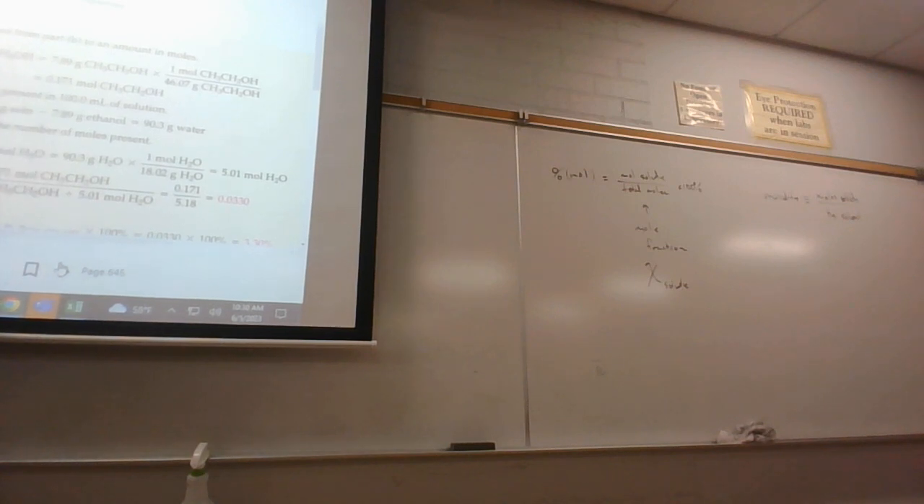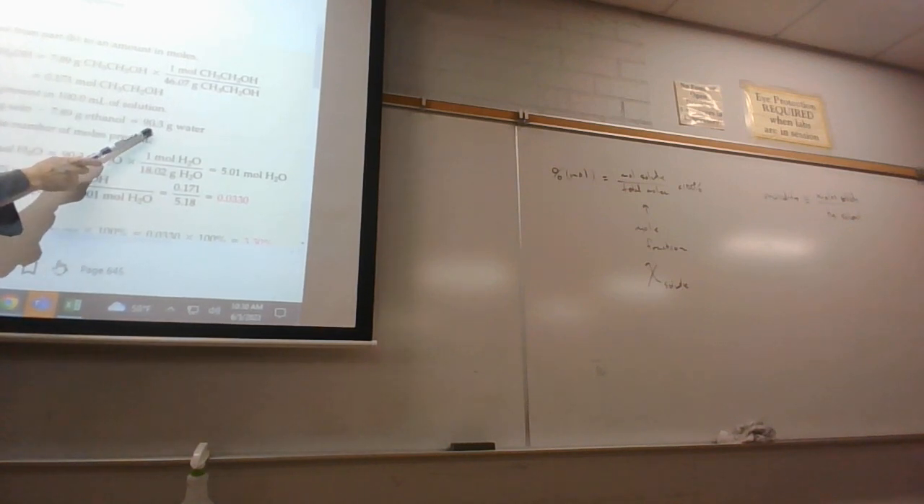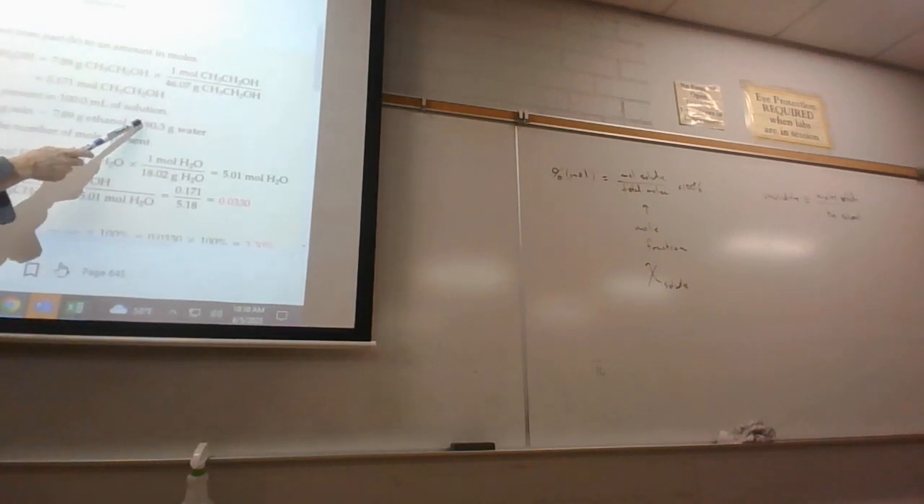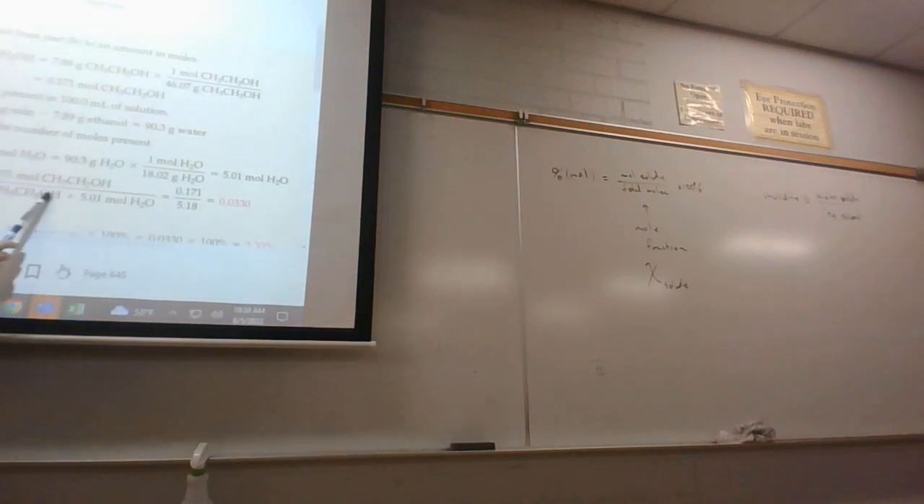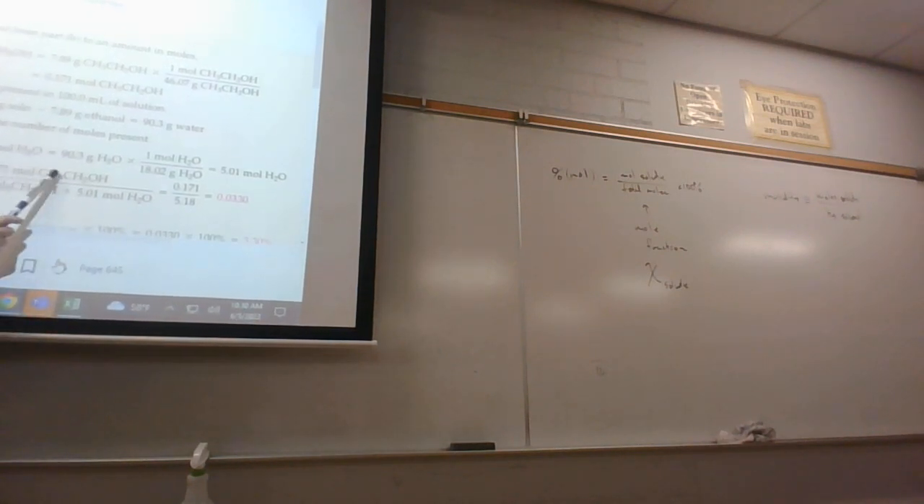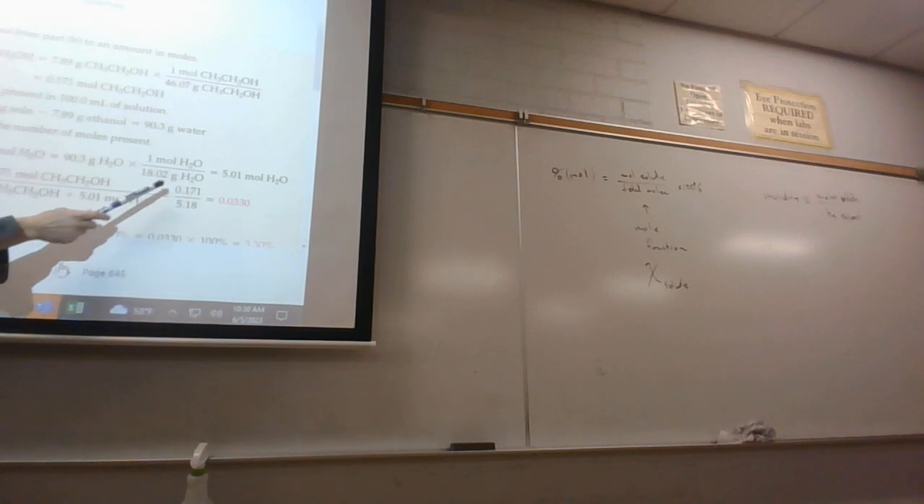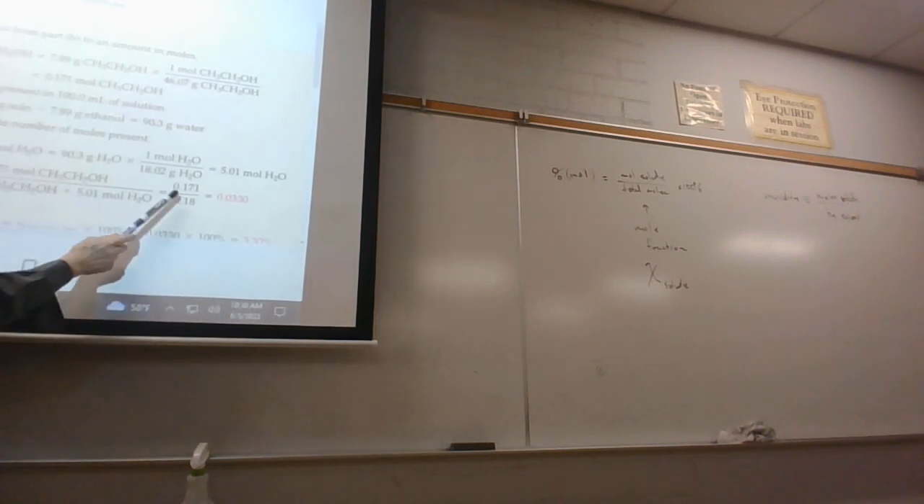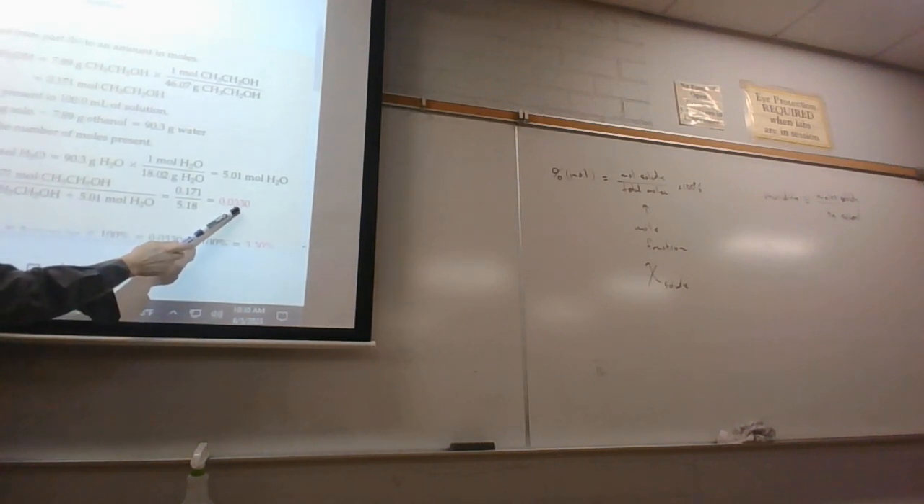100 milliliters is 98.2 grams of solution. We're going to have 90.3 grams of water. And so here we can convert grams of ethanol to moles of ethanol and grams of water into moles of water. That's going to give us the total moles. So this is moles of solute over the total moles. The mole fraction is 0.171 over 5.18. And then we divide that, we get 0.0330 over 1. That would be the mole fraction.